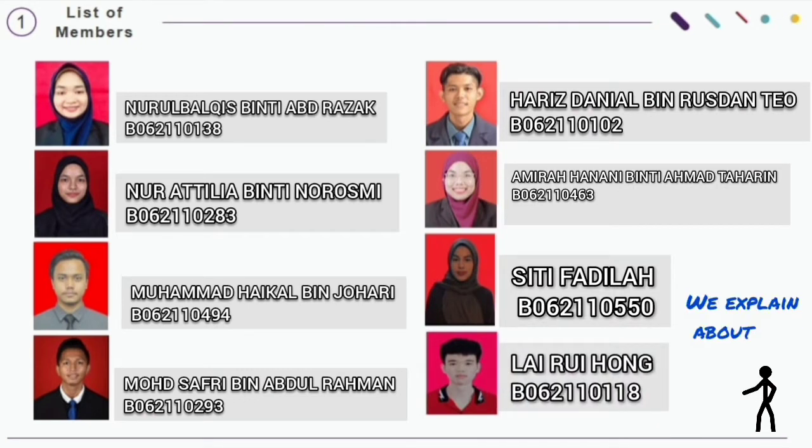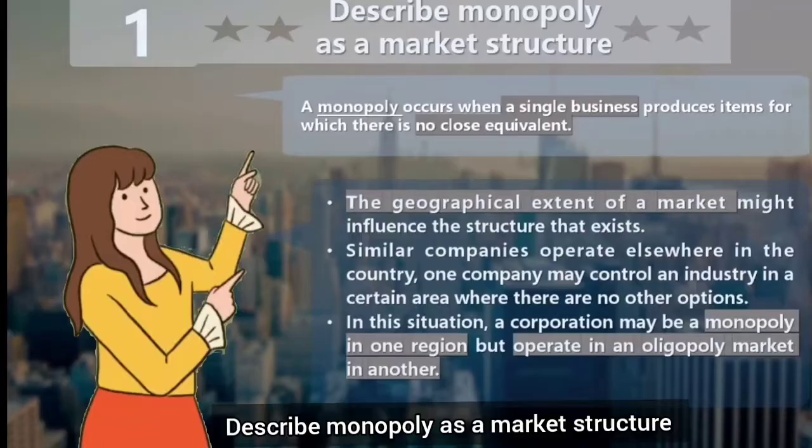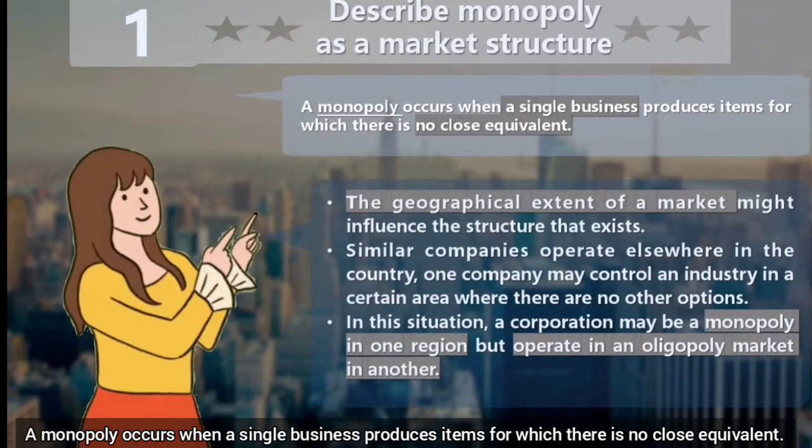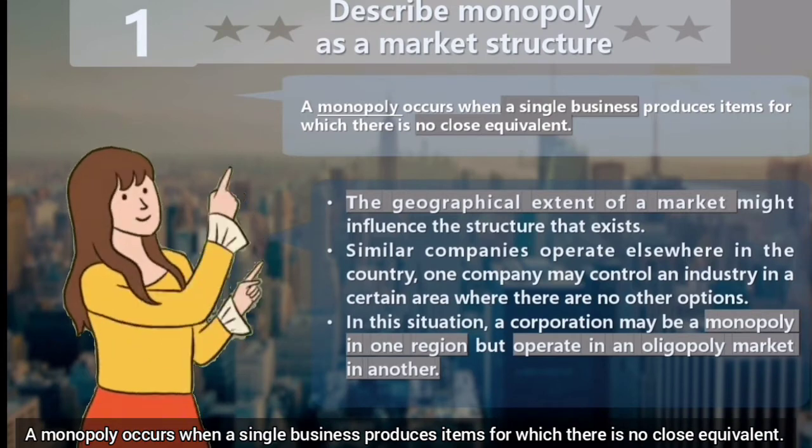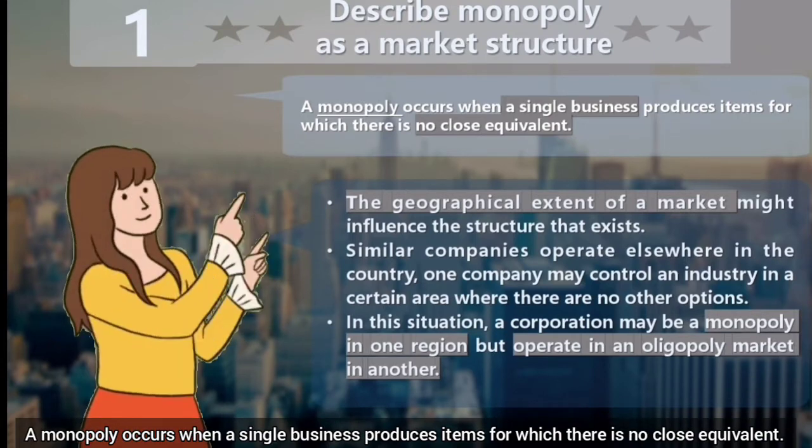We will explain about monopoly. This video is prepared only for education purposes. Describe monopoly as a market structure. A monopoly occurs when a single business produces items for which there is no close equivalent.